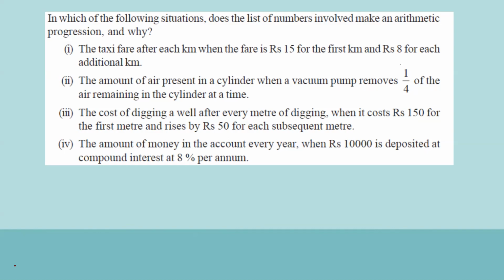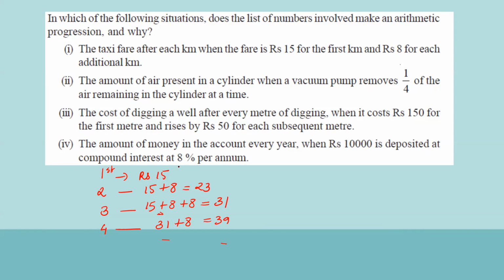Now, there's a taxi fare. For the first kilometer, he's charging you rupees 15. For every kilometer traveled after the first kilometer, plus 8 rupees is added. So for the second kilometer, it will be 15 plus 8, which is 23. For the third kilometer, it will be 15 plus 8 plus 8, so that's 23 plus 8, which is 31. For the fourth kilometer, it would be 31 plus 8, so that's going to be 39.